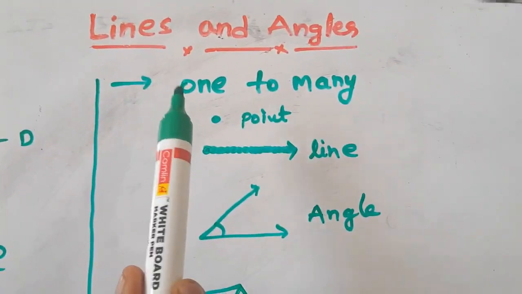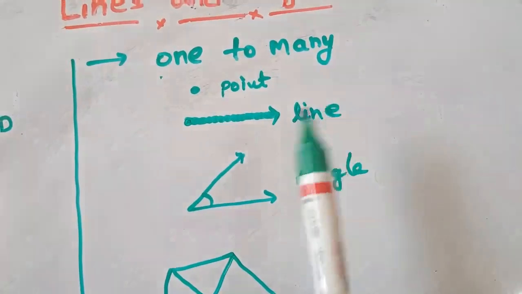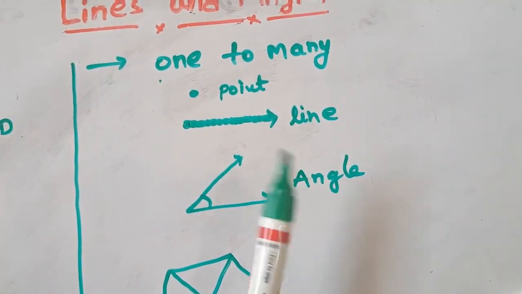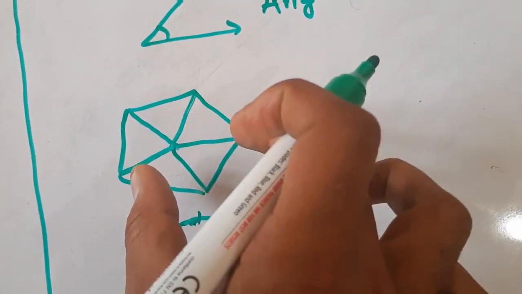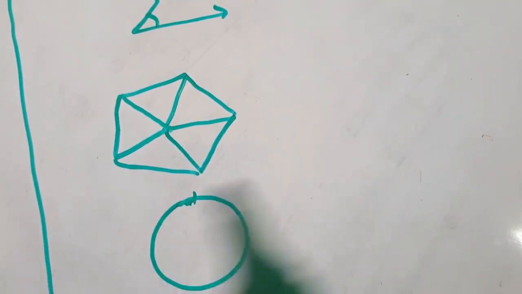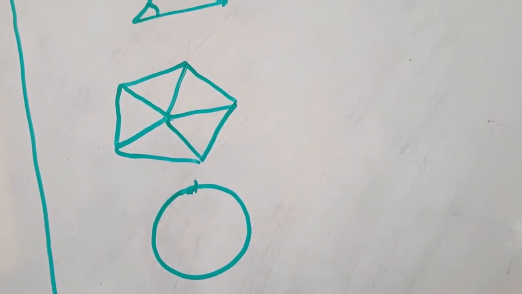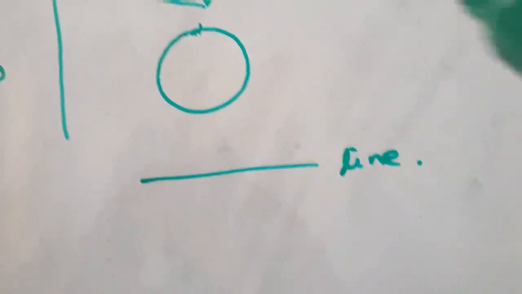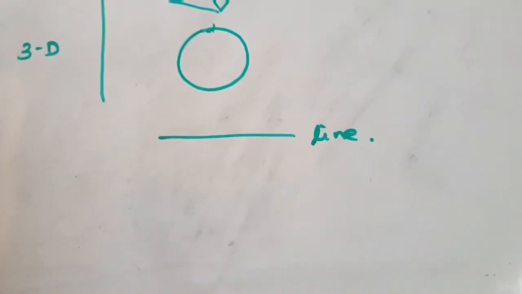One more way of explanation is one to many. First, I take a point. If I extend the point, I am going to get a line. If I join two lines, then I am going to get an angle. If I join three lines, I am going to get a triangle. Two triangles, quadrilateral, three, pentagon, hexagon, like that. If I join infinitely many triangles, I am going to get a circle. If I cut the circle and make it straight, it's going to form a line again.